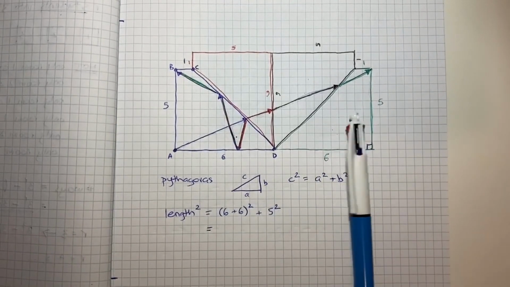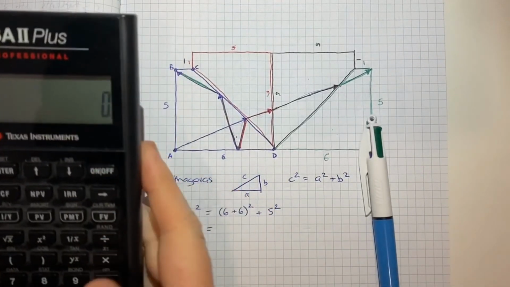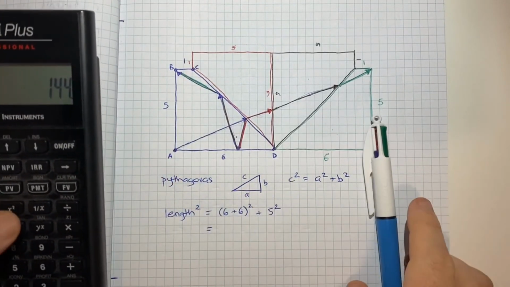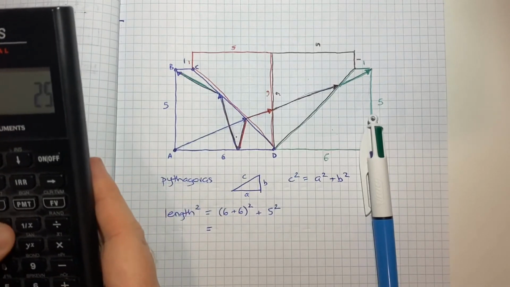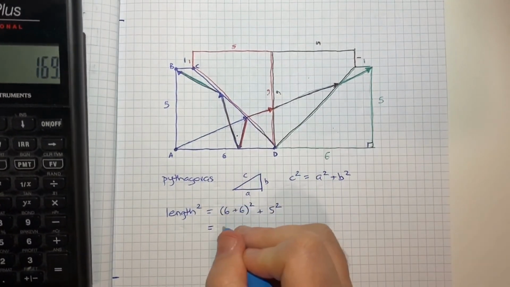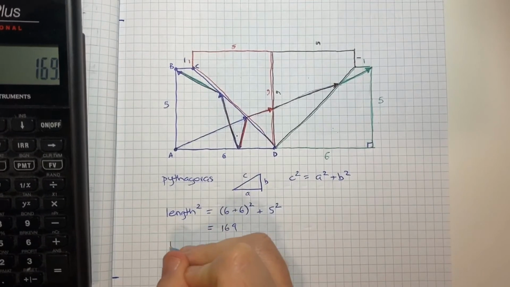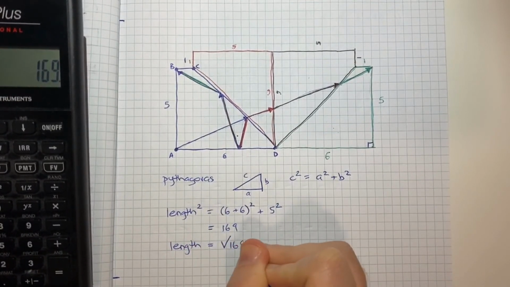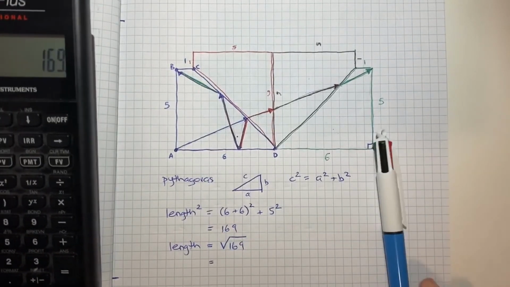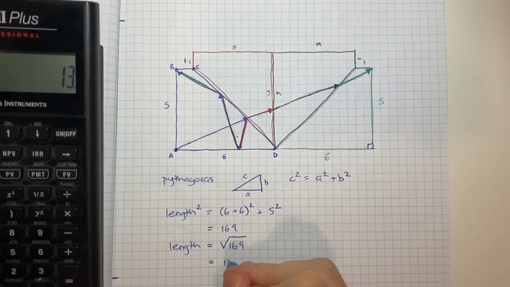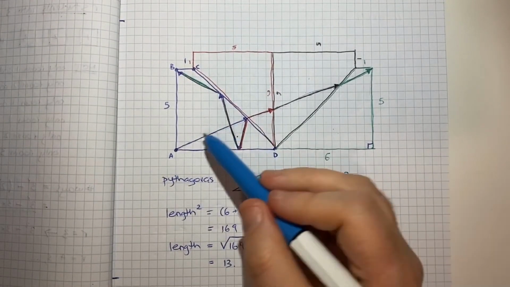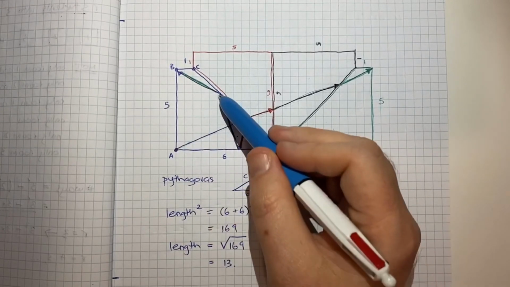So I'll just get my calculator. What we're keying in is 6 plus 6, or 12 squared, plus 5 squared is equal to 169. And that means that the length is equal to the square root of 169, which is equal to 13. And that's the answer.